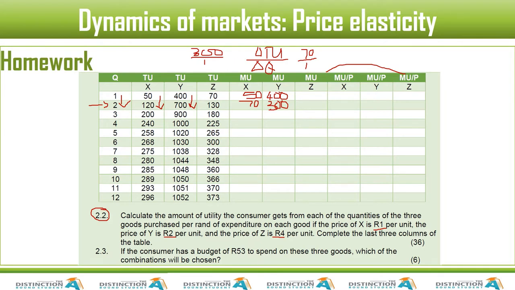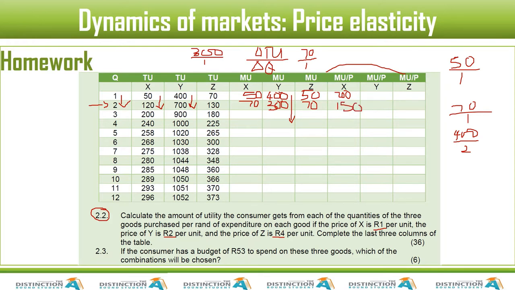If we come here, the marginal utility that we had there was 50. So we write 50, and the price of this good is 1 rand, so the answer here will be 50. And the marginal utility here is 70, divided by 1, because that's the price, then it's 70. So for good Z, it will look identical. However, for good Y, the price is 2 rand, so it will be half of everything you find here. Here it will be 200, because the marginal utility is 400 and the price is 2 rand, so it's simply 400 divided by 2. That will be 200 here. That will be 150 and so on.